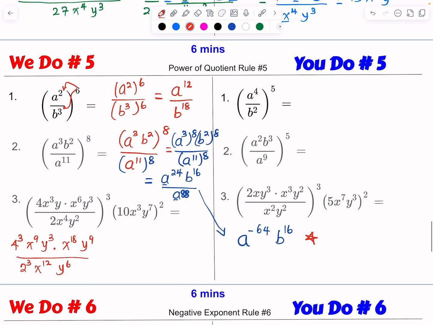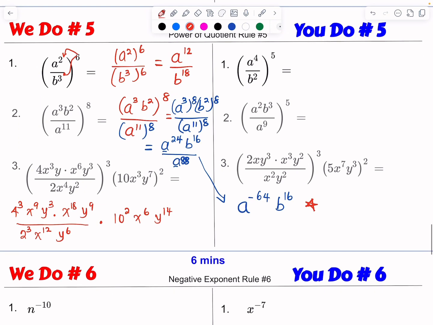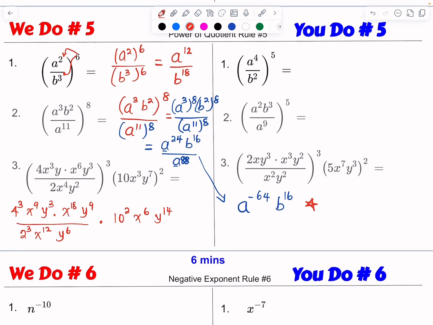And then this one, I have multiplied by 10 to the power of 2, x to the 6, and y to the 14. Now, let's simplify. So, I have 4 to the power of 3 should give me 64. And then 2 to the power of 3 should give me 8. And then what is 64 divided by 8? That one should be 8, right? And then what is 10 squared? 10 squared is 100. What is 8 times 100? That one should give me 800.